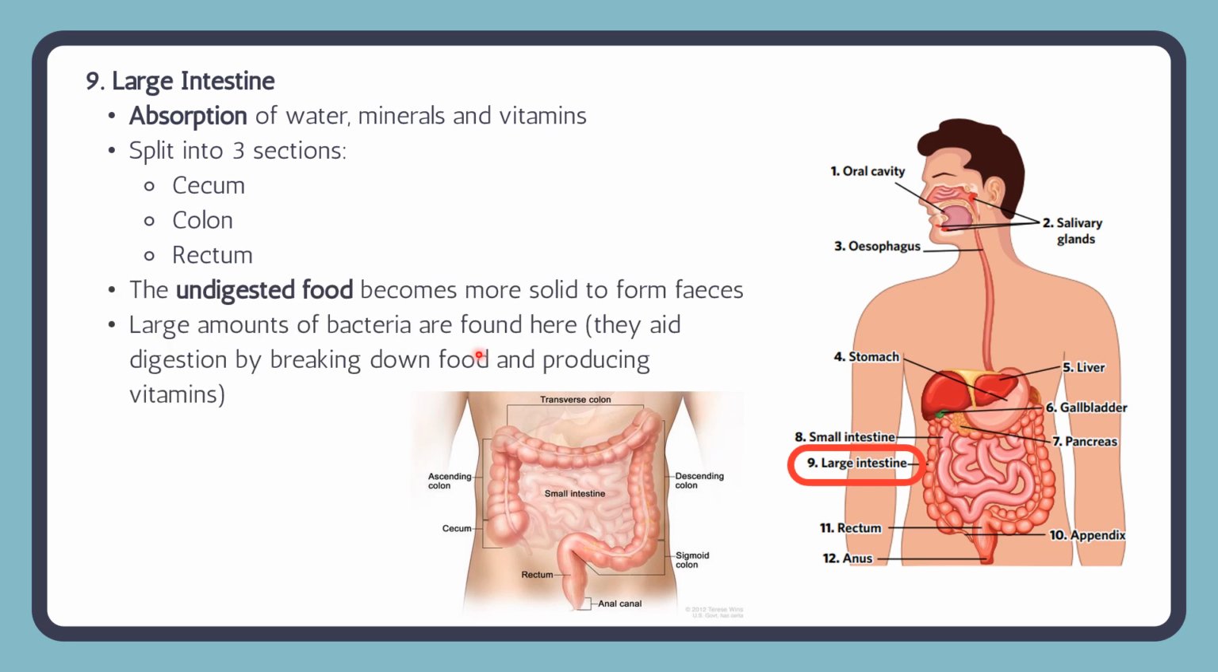This is where undigested food becomes solid, so we're going from liquid to solid, and feces is formed. There's also a large amount of bacteria here, and they help digest food by breaking down the food even more and producing vitamins.